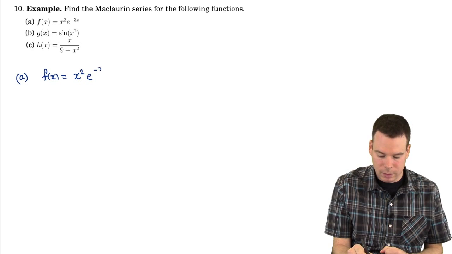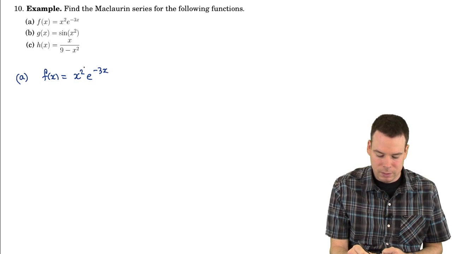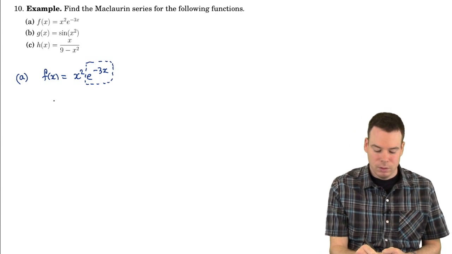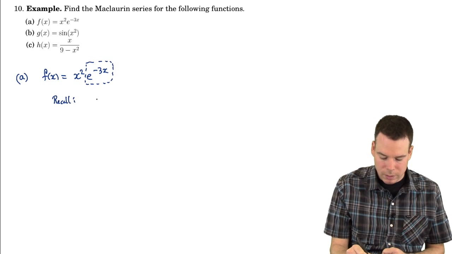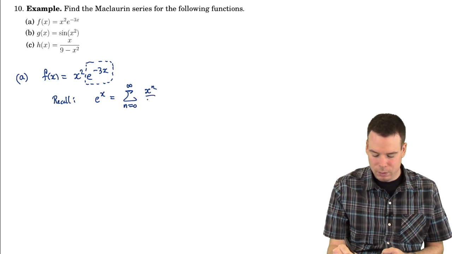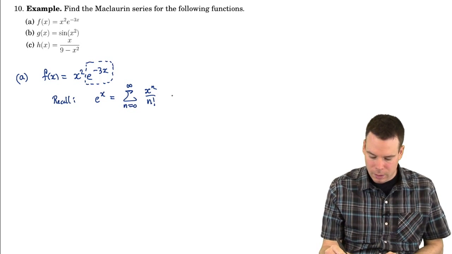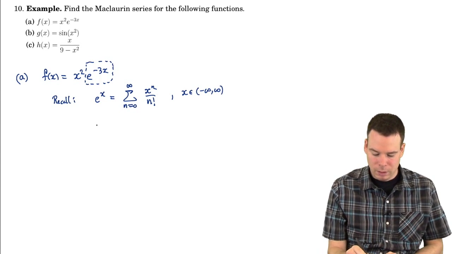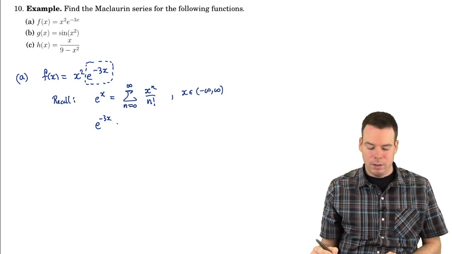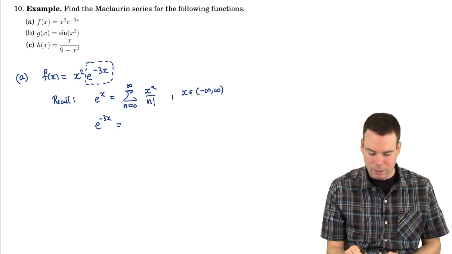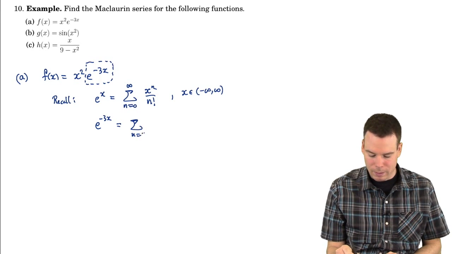x squared e to the negative 3x. The point here is that we already know a series expansion for that. So recall, e to the x has the expansion sum from n equals 0 to infinity of x to the n over n factorial. And this is true for x in the interval negative infinity to infinity, so for all real numbers. So that means that I can just replace x with this expression, e to the negative 3x. So I'll put negative 3x in for x, and I do the same thing in the series.